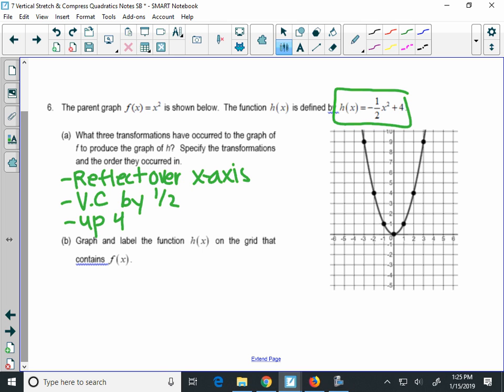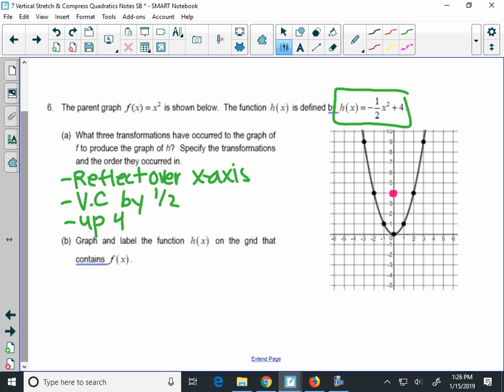So I always start with the vertex. That's the easiest point to start with. If I'm at the origin here, and I reflect that point over the x-axis, does it go anywhere? No. Okay, so we're still here. If I vertically compress that vertex at 0, does it go anywhere? No. What about the up 4? Yes, so it moves up to here. So at least we know that's where our vertex is now. So we plot our vertex.